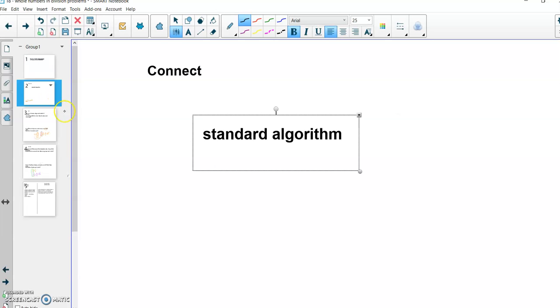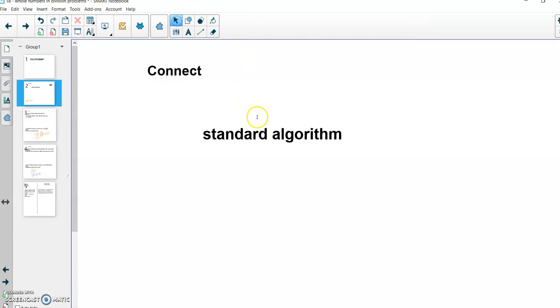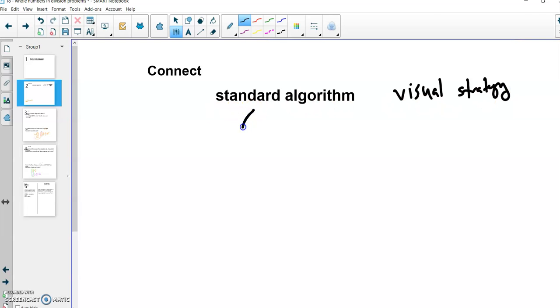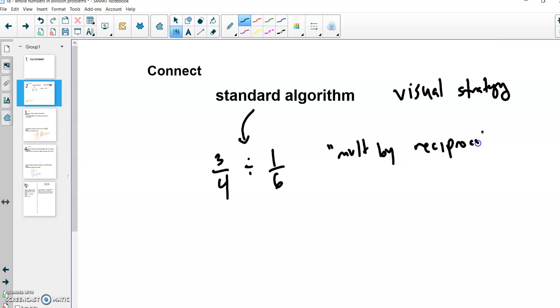So we talked about a standard algorithm the other day for dividing fractions. We also had a visual strategy, if you remember that too. So when it comes to dividing fractions, we kind of had two strategies. I want to remind you of this one real quick today. So to divide two fractions, if I was going to divide, say, 3/4 by 1/6, our standard algorithm to do that was multiply by the reciprocal of the second fraction.